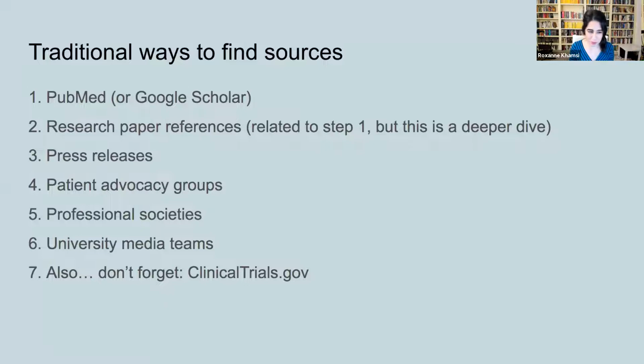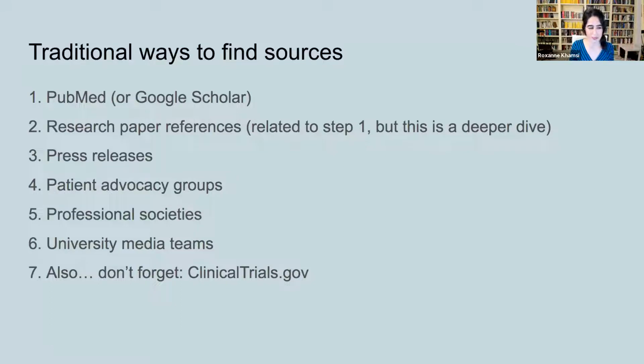Patient advocacy groups have been a mainstay of my science journalism work. I've reached out to them a bunch. Professional societies, linked to what Melinda was saying about conferences, there's often a professional society that is linked to the topic that you're writing about. I've reached out to the American Cancer Society probably 10,000 times as a science journalist. So places like that can be a wonderful place to find sources.